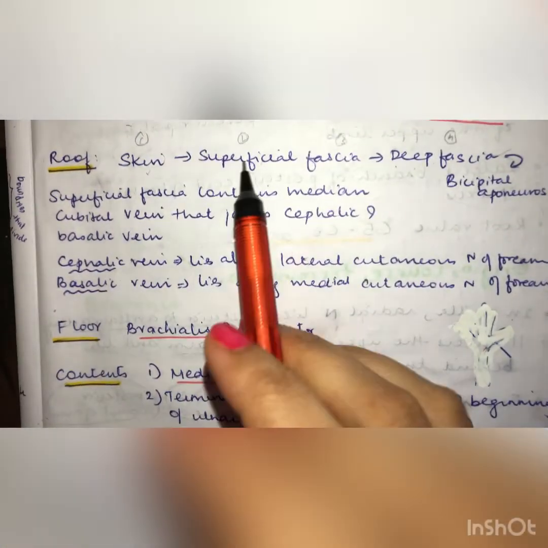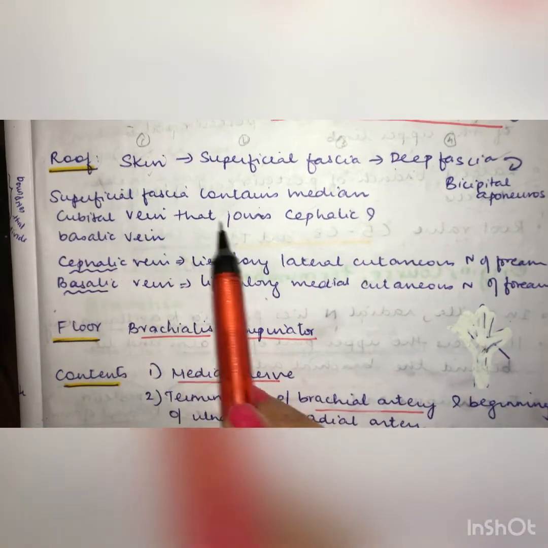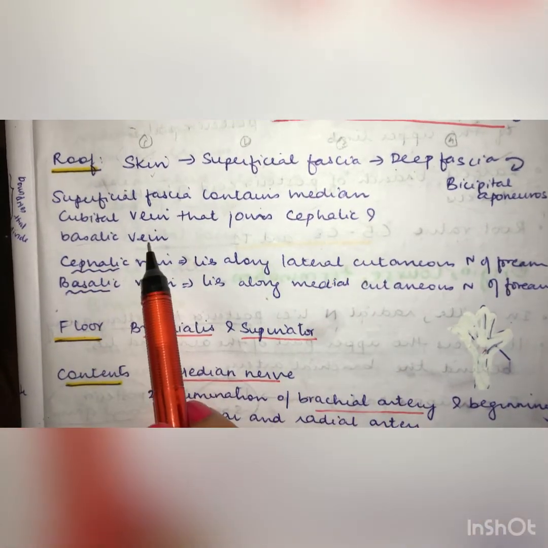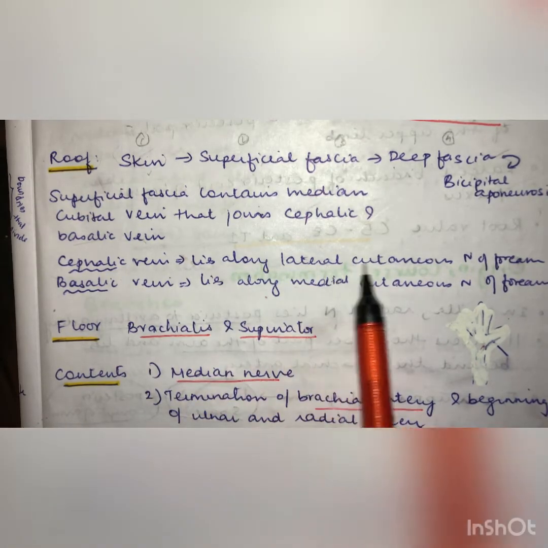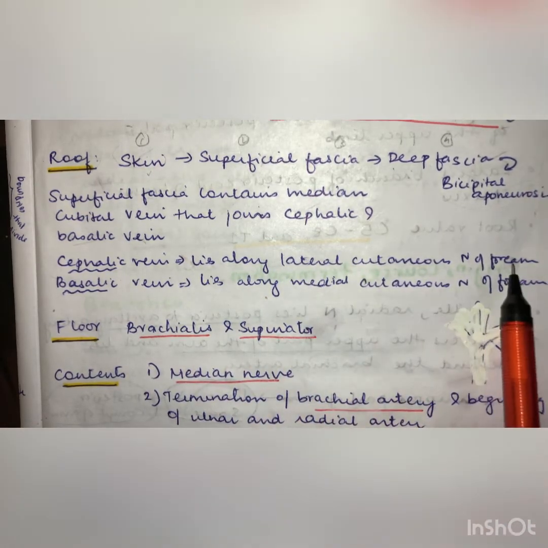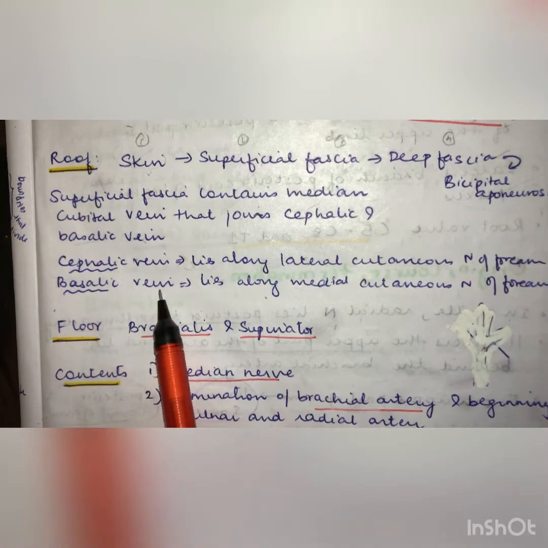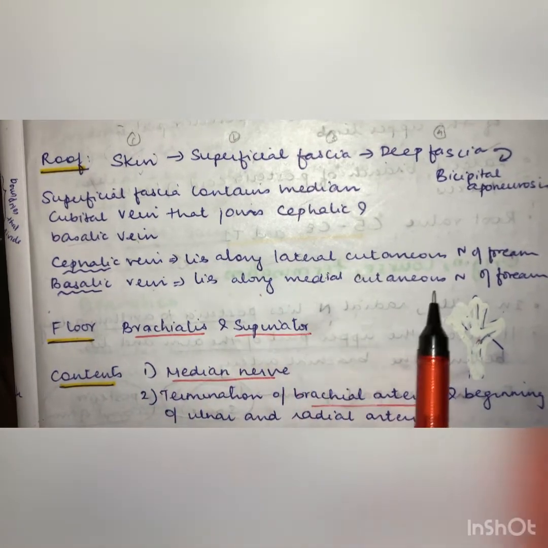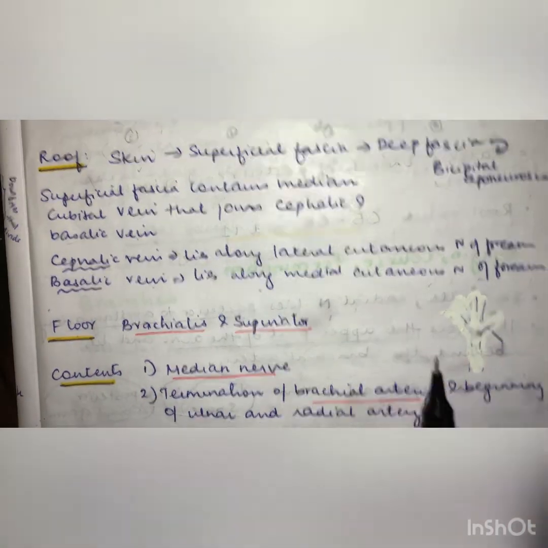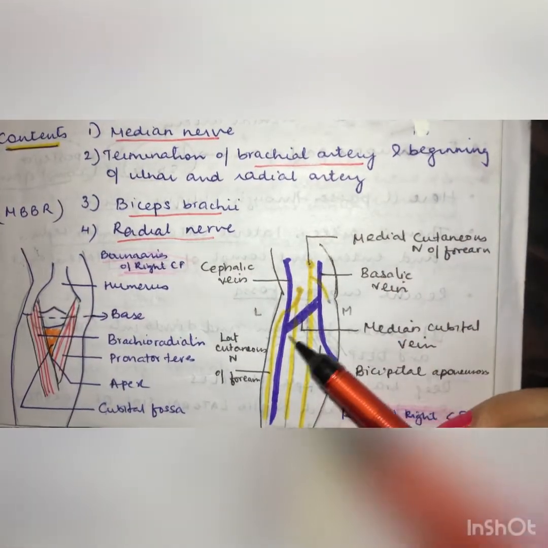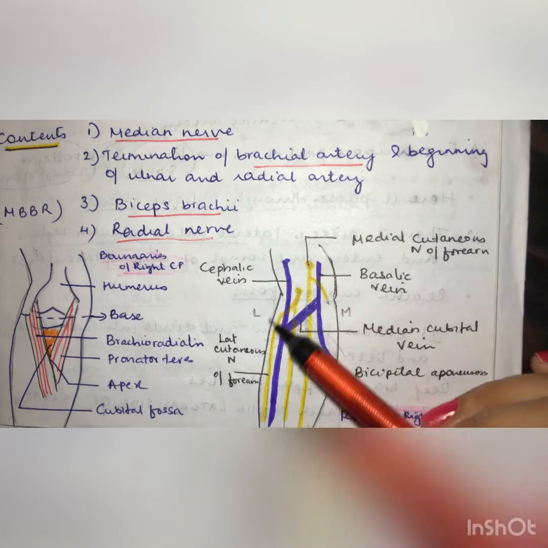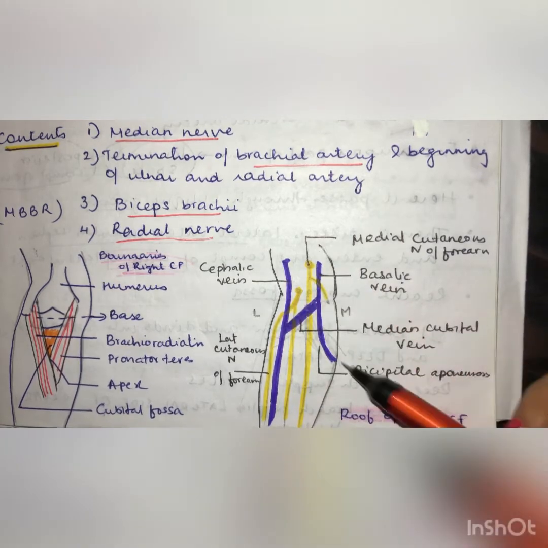So the superficial fascia contains the medial cubital vein that joins the cephalic and the basilic vein. The cephalic vein lies along the lateral cutaneous nerve of the forearm and the basilic vein lies along the medial cutaneous nerve of the forearm. So this is lateral, medial, this is the medial cubital vein, this is the cephalic and basilic vein.